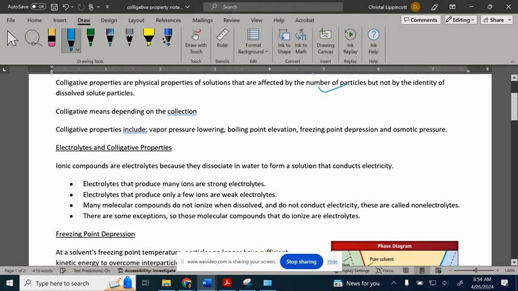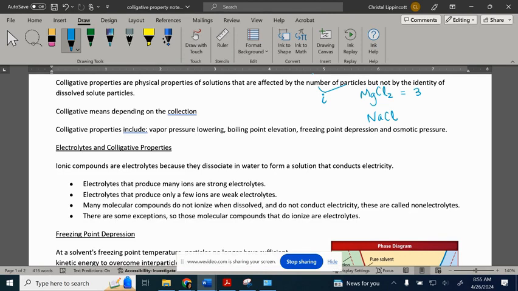The number of particles, in the math that we're going to get to, we're going to represent with a little i. Okay. It's called the van 't Hoff factor, I believe. Don't worry about that. I think of it as the interference factor. So the more things you have, for example, magnesium chloride versus sodium chloride. Okay. When this gets in water, it's going to break apart into how many pieces? 1, 2, 3. So this interference factor would be 3.